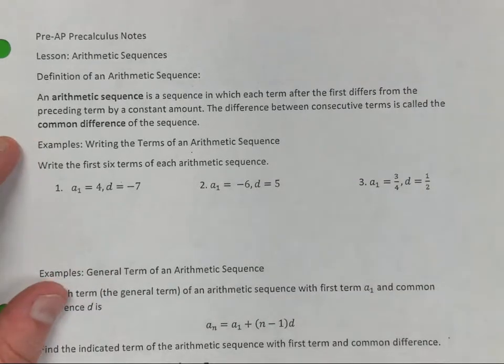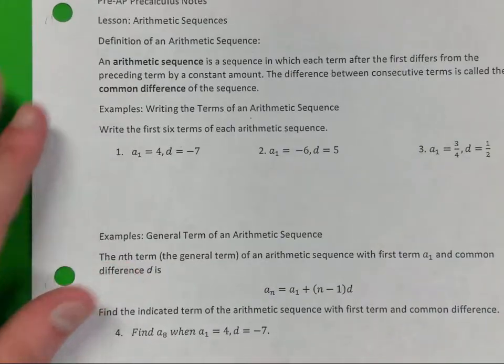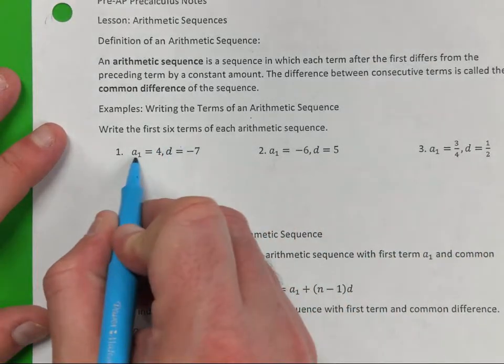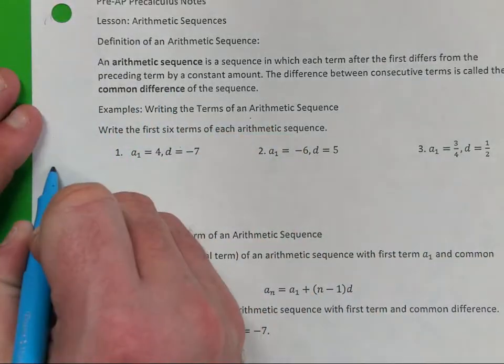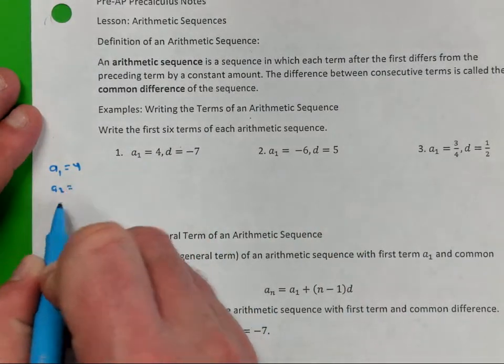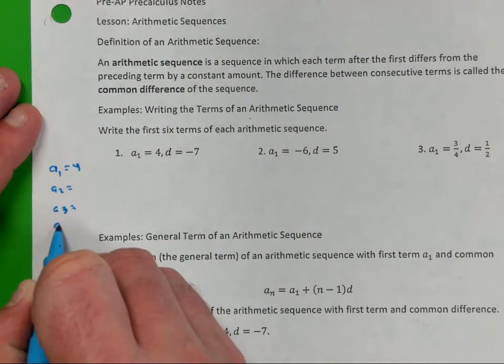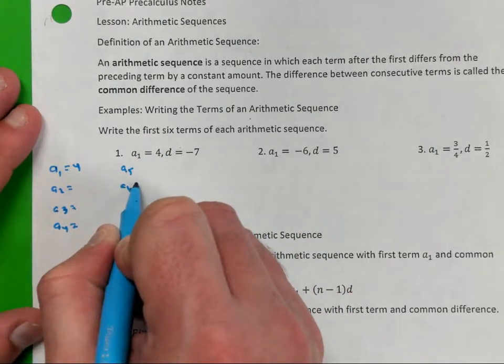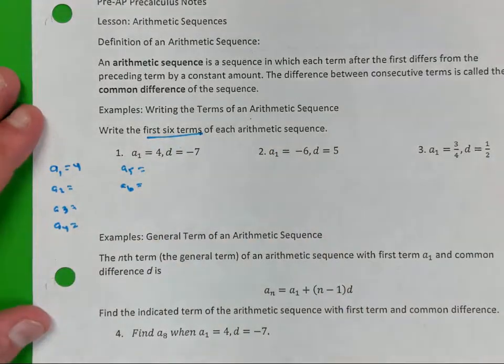So, on this first term, it says write the first 6 terms of each arithmetic sequence. On number 1, what does A sub 1 mean, class? It means the first term. So I got to find A sub 2, A sub 3, A sub 4, A sub 5, and A sub 6. They want to find the first 6 terms.